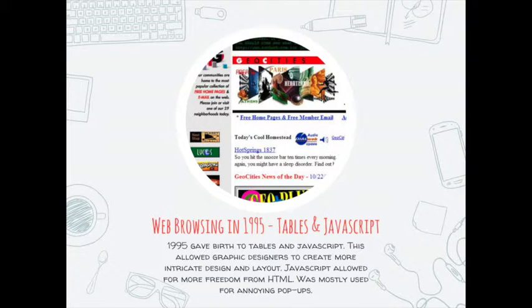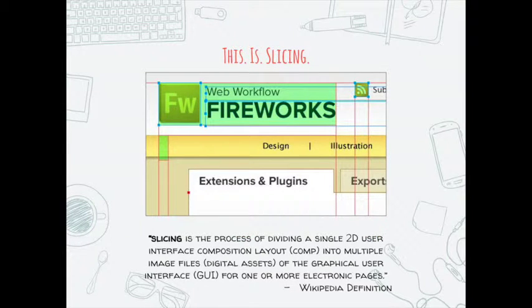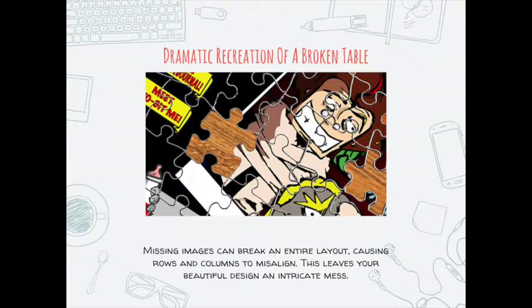Things were shaken up in 1995 with the introduction of tables in JavaScript. Tables led to the innovation of slicing designs. Designers were now able to create more intricate designs using tables to align things to their tastes. Those designs were sliced and diced by the web editor into separate images and tables. While tables were great, they were also finicky. With one wrong keystroke, the entire design could look like an unfinished jigsaw puzzle.